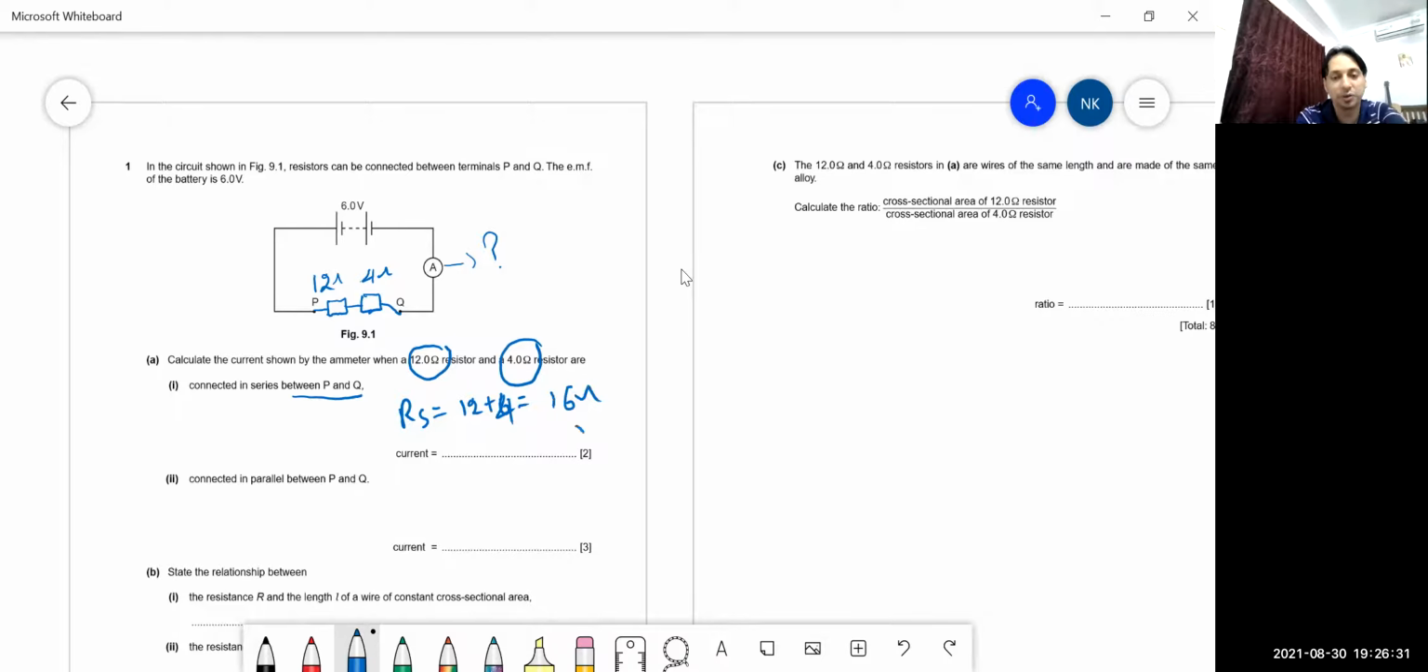This is a 2 marks question. So first you can write the equation, then you can put the value, and then you will get 2 marks. Then the second part, connected between P and Q, but now they are in parallel. Remember, children, parallel. So I need to draw the diagram.